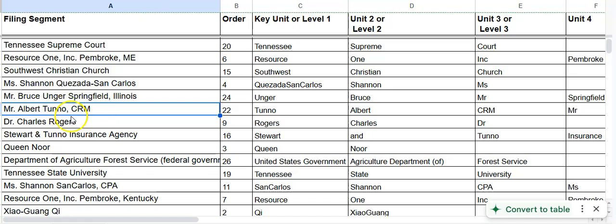This next one was simply Mr. Albert Tuno, CRM. Remember that we file suffixes first, so his title of CRM is more important than Mr. So we file first by his last, then his first, and then his professional suffix, and then Mr.